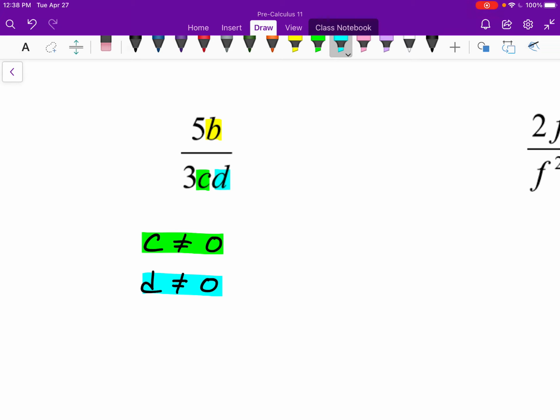Again, you can't divide by 0. It just doesn't make sense. But you can divide 0. You can share nothing with people, right? But you can't take a number and break it up into 0 groups.